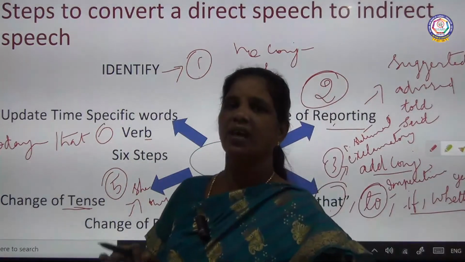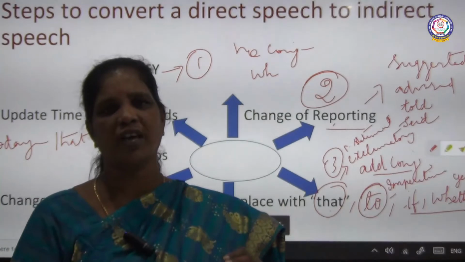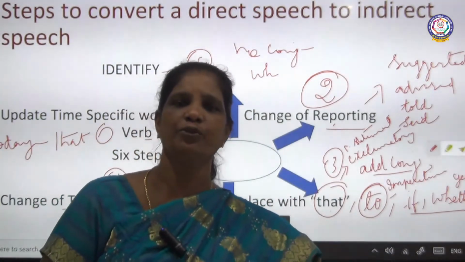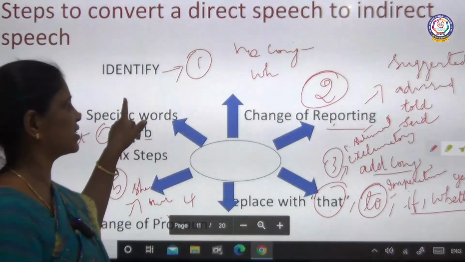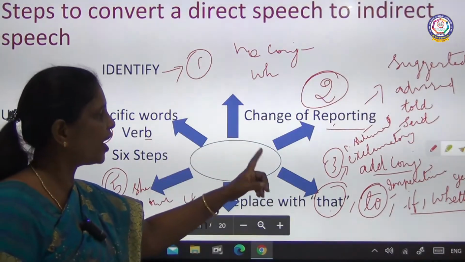So, you have 6 steps to be followed to change from direct to indirect or indirect to direct. First we will go for direct to indirect. So what is that? First you have to identify the sentence. Next, change of reporting verb you have to do. Third you have to change the conjunction.